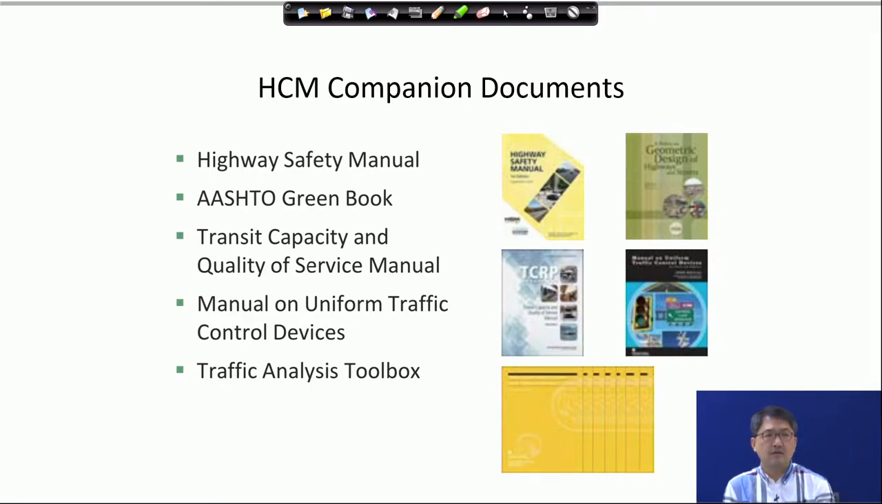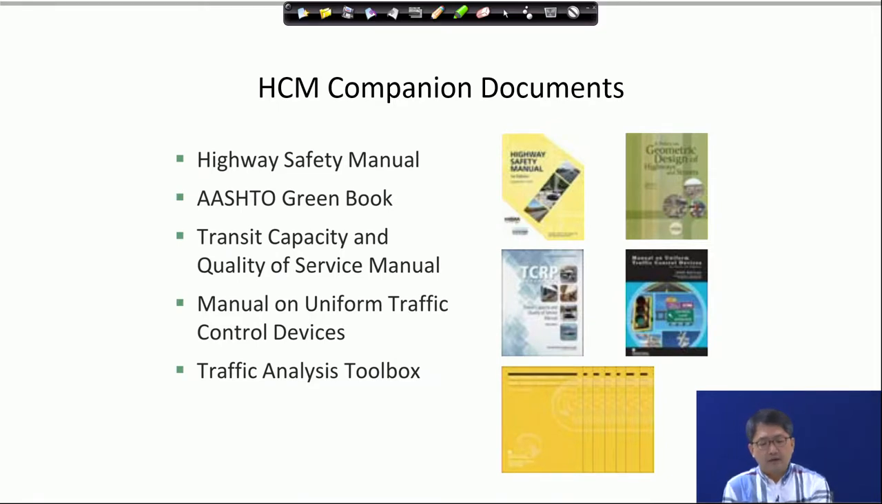This is mostly for required specifications to assure safety. And transit has been of importance as well. They actually developed how to understand the capacity and quality of service for transit systems. It's a huge number of volumes. At least this is available free online on the AASHTO or other sites. You can Google it. You can probably download it for free.